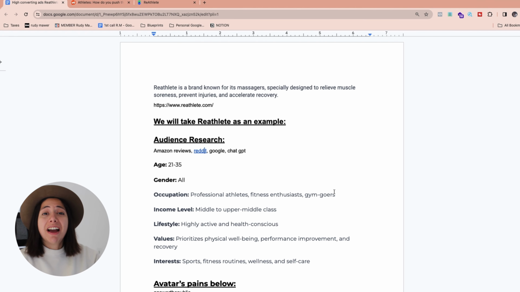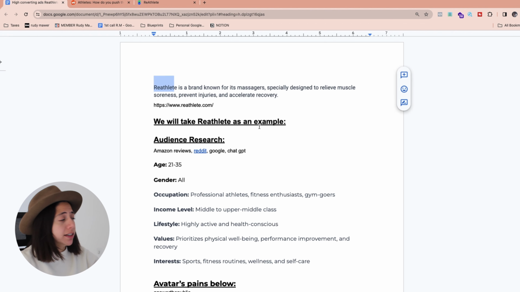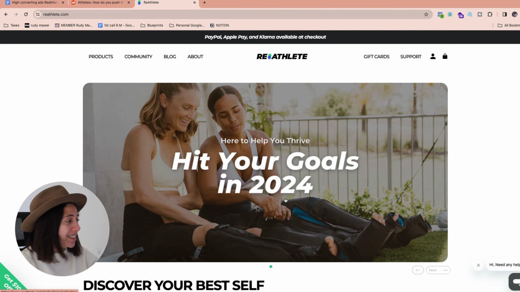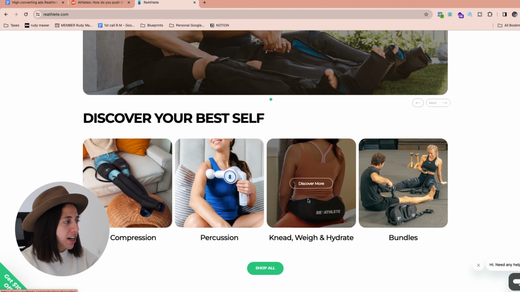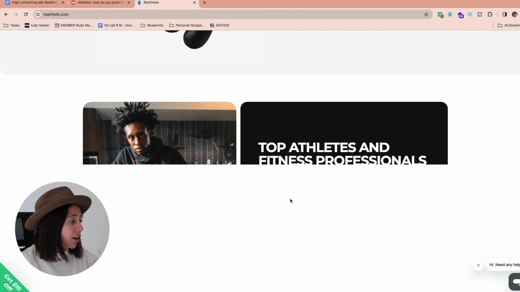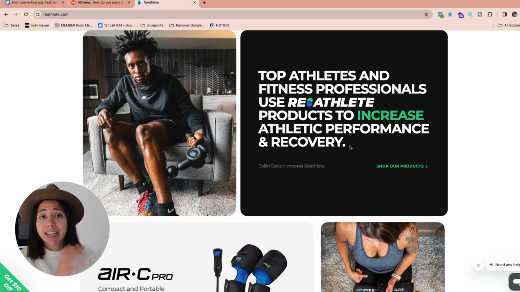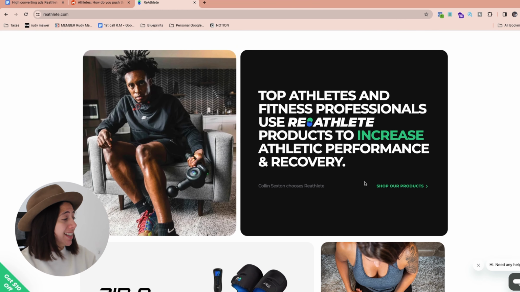So I'm gonna go ahead and share my screen. So as you can see over here, I have prepared a Google Docs that goes deep into finding the target audience. I took an example of Athlete, which is a very known brand for athletes, just like the name says. And it's basically massage guns, everything that has to do with massage. So the athletes can recover and increase their athletic performance. And I think they did a fantastic job. I do not work with them, but I just took them as an example because I see that they did the work and they know who they're talking to.